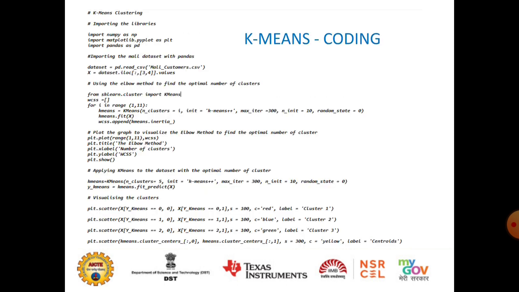We have implemented the k-means algorithm in RStudio. In our project, first we imported all the necessary libraries. Second, we imported the dataset from the cloud. Third, using the elbow method, we found the optimal number of clusters, and we also plotted the graph to visualize the elbow method to find the optimal number of clusters. Finally, we applied the k-means machine learning algorithm and visualized the clusters.